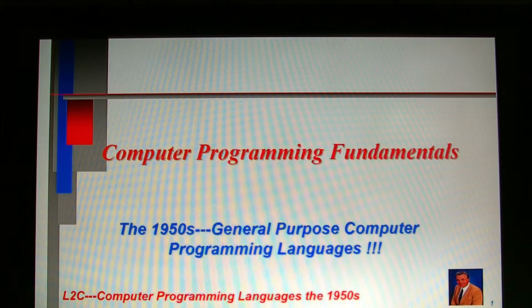Welcome to Lecture L2C of Computer Programming Fundamentals. Computer Programming Languages, the 1950s. The 1950s introduced the era of general-purpose computer programming languages.